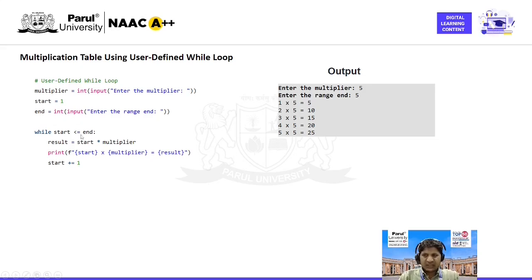The value of end is 5. Suppose the prompt to enter the multiplier appears on your screen, then you enter 5: enter the multiplier value 5, enter the range 5. It means the multiplier is 5 and the range is also 5. It means only 5 numbers are printed in the table. Start is end, like this.